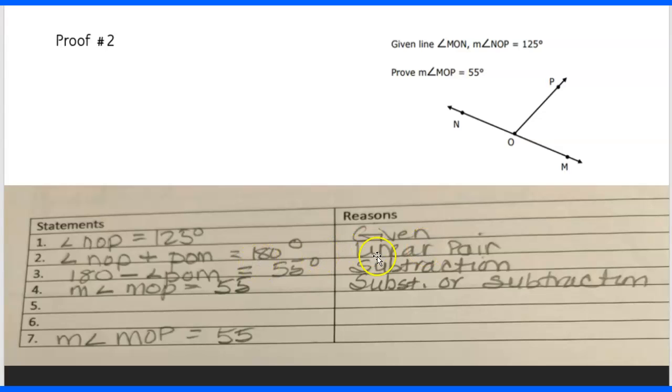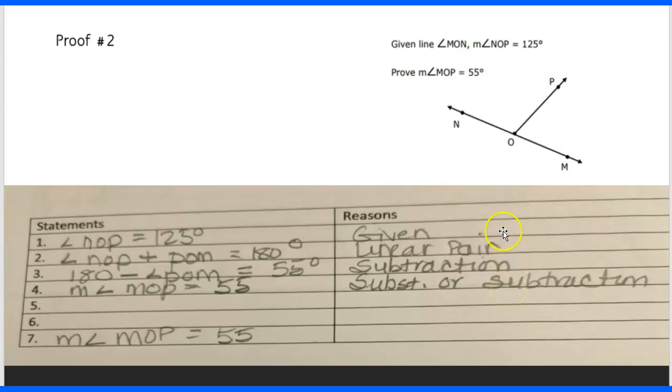So here, the second one was just the linear pair, NOP plus POM, or MOP, whichever, equals 180 degrees. That's the linear pair definition. But then if I take the 180 minus the POM or the MOP, which they told me is 55, I could do subtraction. I could probably get away with given there. And then finally, I'm left with the angle MOP equals 55. That could be substitution, it could be subtraction, it could probably be definition of a linear pair. Any of those would justify.